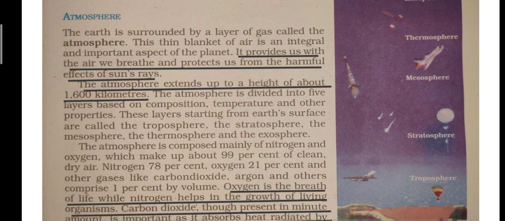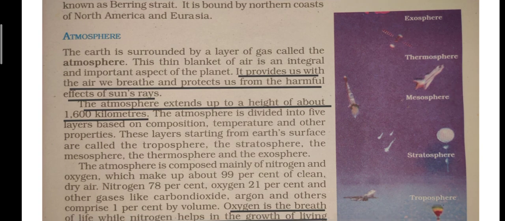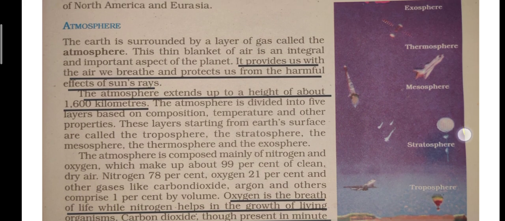So children, the total height of the atmosphere extends up to 1600 kilometers and the atmosphere is divided into 5 different layers. So these layers are divided on the basis of composition of different gases, means how many gases are present in each layer. Secondly, temperature of different layers and some other properties. So the 5 layers are troposphere, stratosphere, mesosphere, thermosphere and lastly exosphere. So troposphere is the layer which is closest to the earth's surface and exosphere is the layer which is farthermost from the earth's surface. So from troposphere till exosphere, the total height of atmosphere is 1600 kilometers.